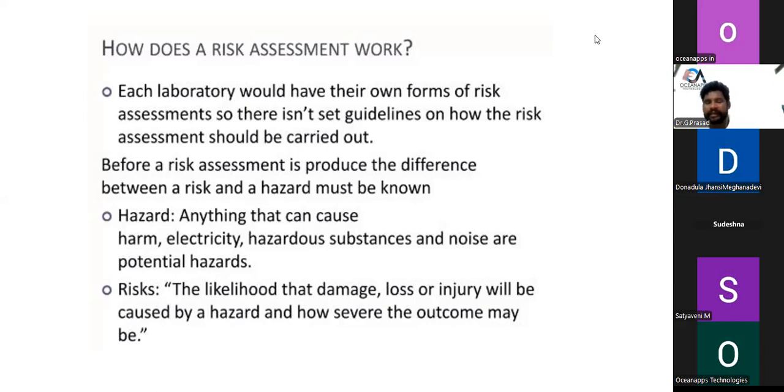Hazard means anything that can cause harm. We already said at the start, you should know the meaning of hazard. Hazard means anything that can cause harm, like electricity from the hazardous supply, like anything. Next, risk is the likelihood that damage, loss, or injury will be caused by a hazard and how severe the outcome may be. That is the difference between a risk and a hazard. Hazard is anything that can cause damage. Risk is the likelihood the damage, loss, or injury will be caused by the hazard. What happens because of the hazard is called the risk.